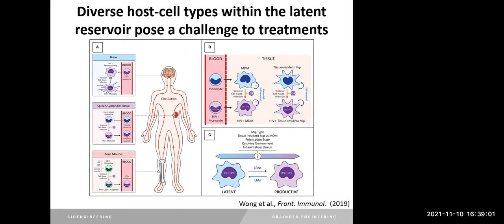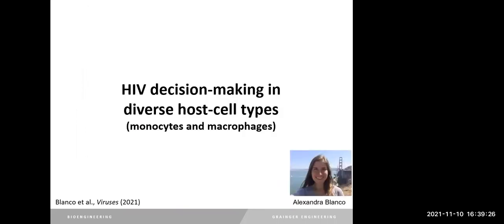And we're interested in the monocytes and latency in the monocytes, the circulating monocytes, the monocytes that are crossing the epithelium and differentiating into macrophages and further infecting the macrophages, and latency in macrophages. So this latent reservoir that I'm describing to you is very diverse, and it poses a challenge to treatment. So that's where Alexandra Blanco from my lab steps in, and her focus is HIV decision-making in diverse host cell types. She's working on HIV latency in monocytes and macrophages, and published a paper this year in Viruses on this topic.